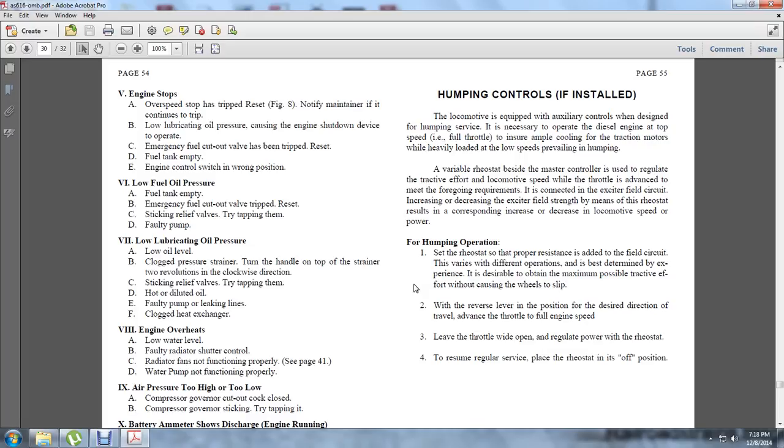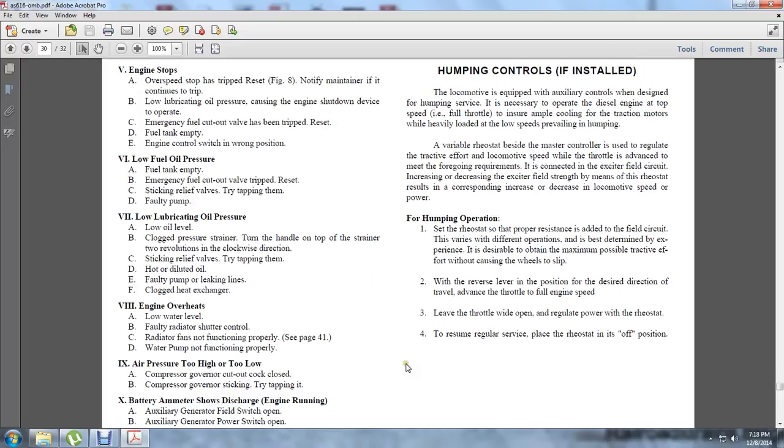For humping, operate the rheostat so that proper resistance is added to the field circuit. The different operations may be determined by experience and the desire to obtain the maximum possible tractive effort without causing the wheels to slip. With the reverse lever in position for the desired direction of travel, advance the throttle to full engine speed. Leave the throttle wide open and regulate the power with the rheostat. Resume regular service with the rheostat in the off position.